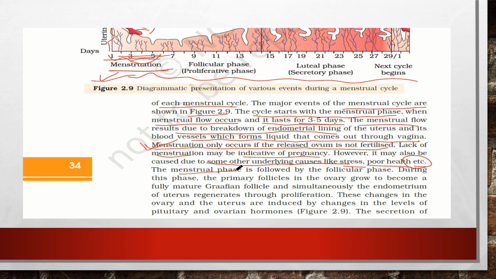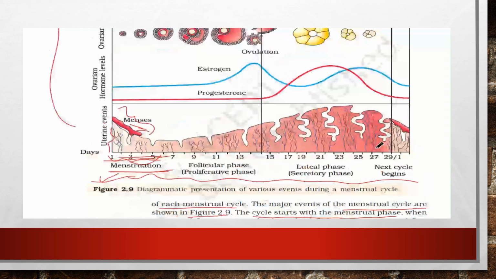Now the menstrual phase is followed by a follicular phase. First we can see that menstruation or menses are coming out of the vagina. Then it is followed from the 6th day till the 15th day. This is the follicular phase, where the follicles are maturing. This is the proliferating phase.